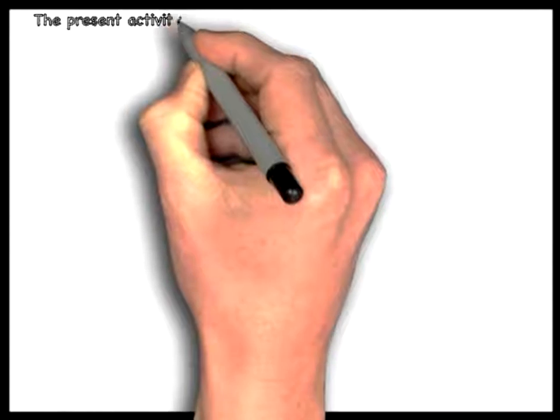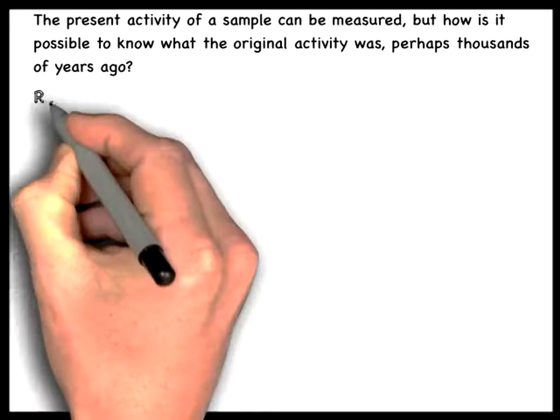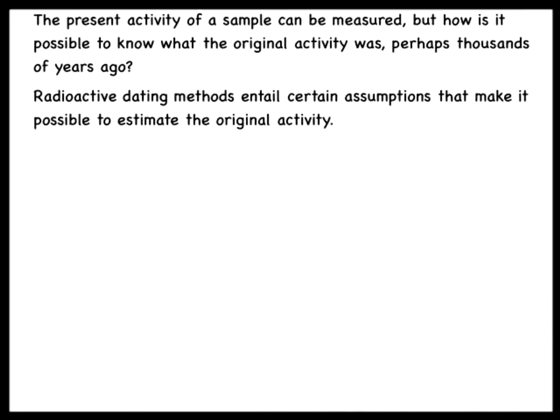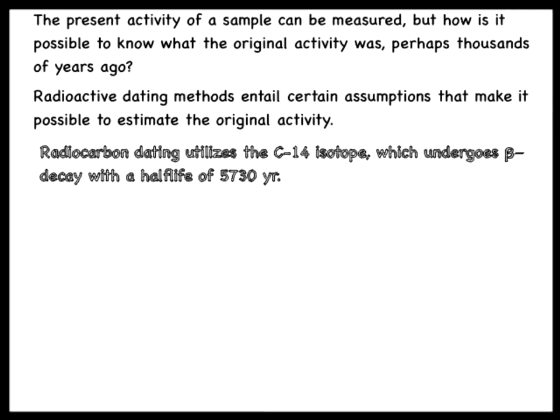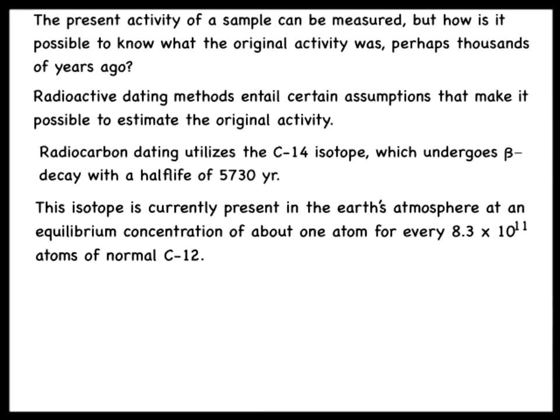The present activity of a sample can be measured, but how is it possible to know what the original activity was, perhaps thousands of years ago? Radioactive dating methods entail certain assumptions that make it possible to estimate the original activity. For instance, one technique known as radiocarbon dating utilizes the carbon-14 isotope, which undergoes beta-minus decay with a half-life of 5,730 years. This isotope is currently present in the Earth's atmosphere at an equilibrium concentration of about 1 atom for every 8.3 times 10 to the 11 atoms of normal carbon-12.